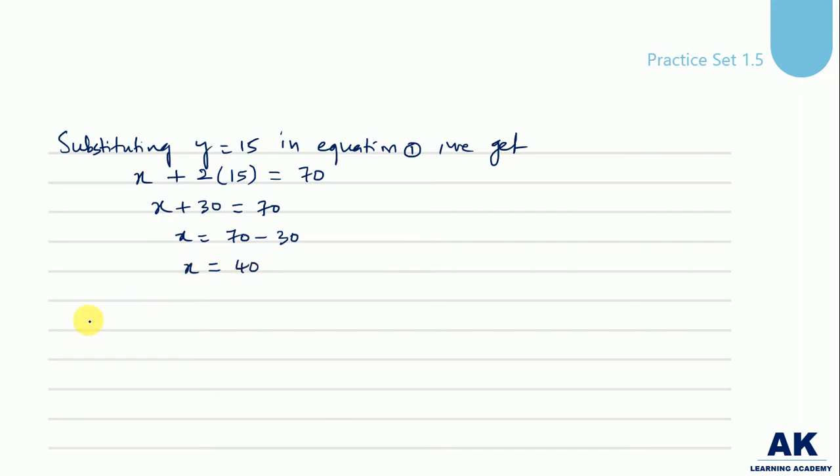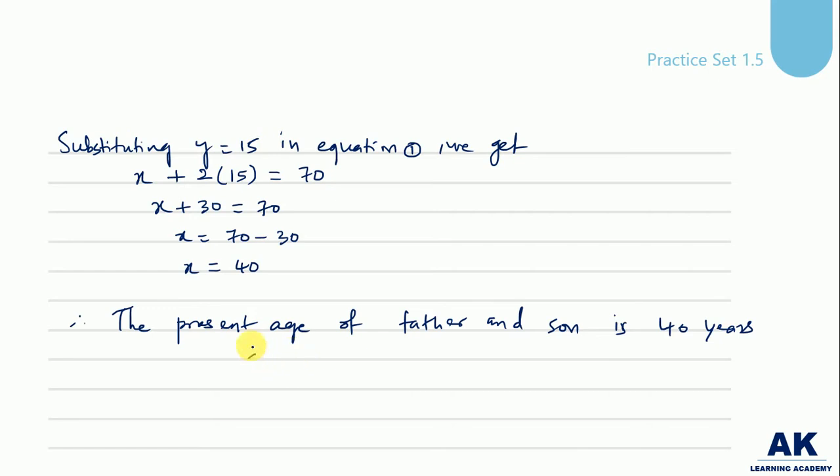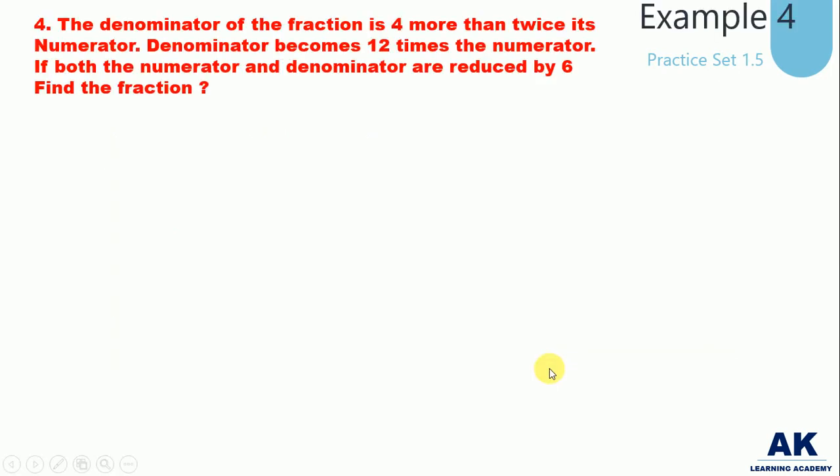Therefore the present age of father and son is 40 years and 15 years respectively, right? Fourth problem is: the denominator of a fraction is 4 more than twice its numerator.